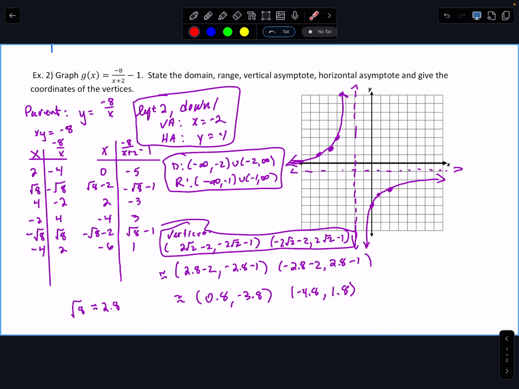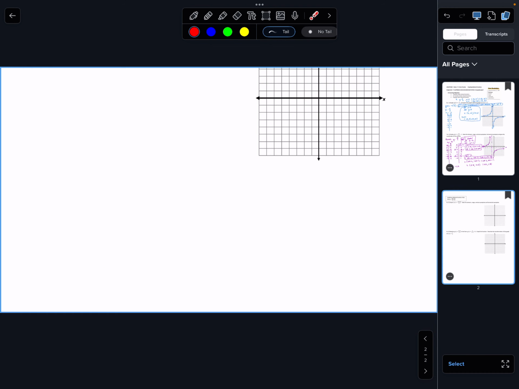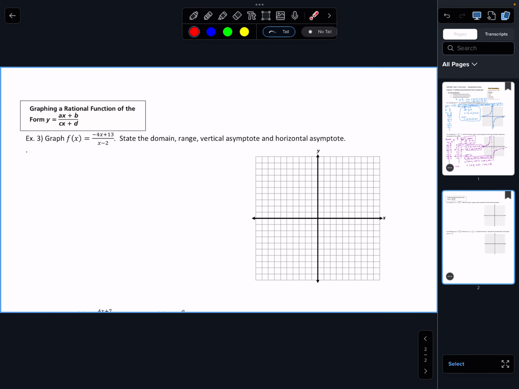All right, so let's go ahead to the next page. This is where things switch up. This is in a different form. This is a linear over a linear. When it changes form, how we find vertical and horizontal asymptotes changes. We're not going to find a parent function and then translate the points. We are going to do a table of values and actually substitute x values into the function to get the y values to plot the points. So how you approach graphing this changes with the different form.